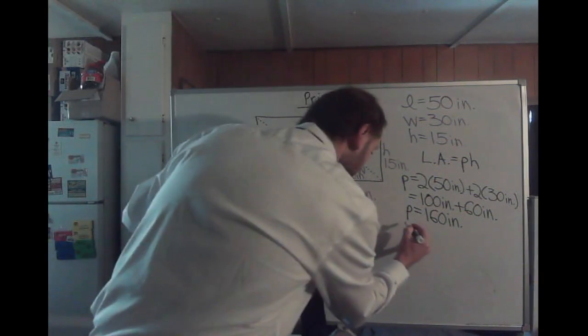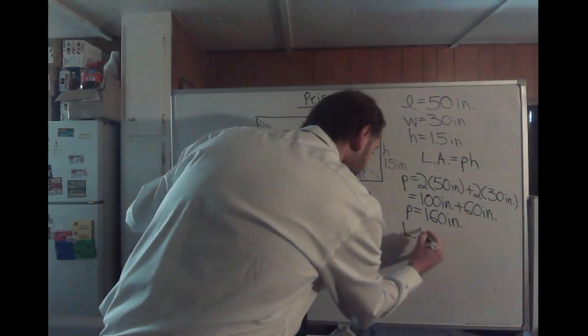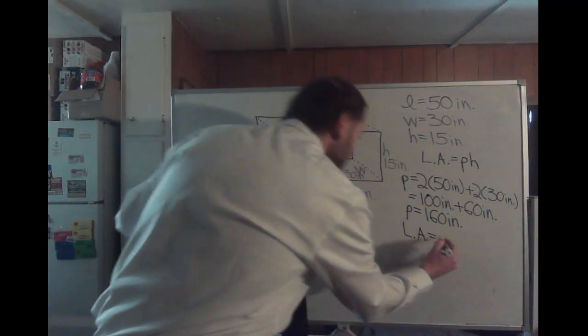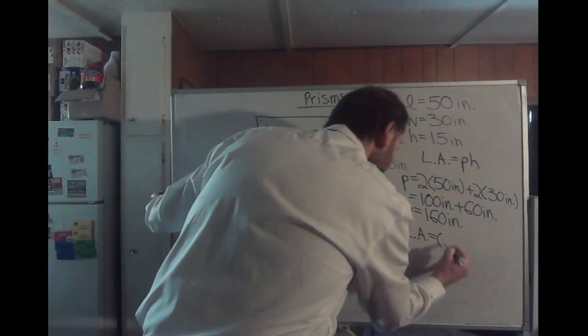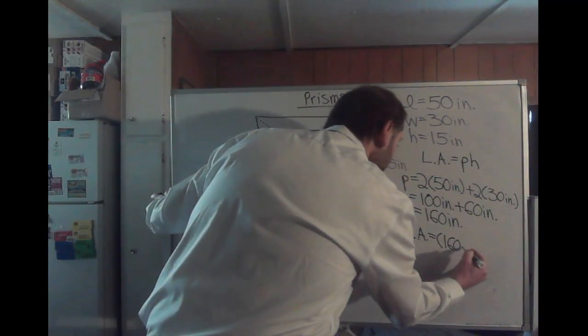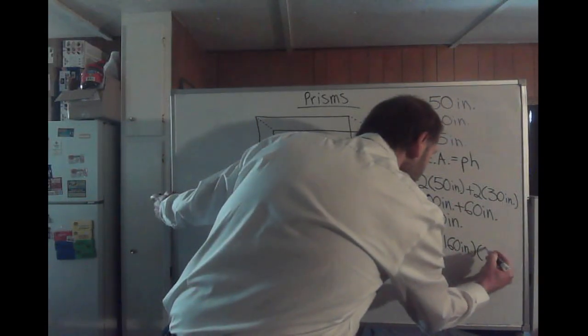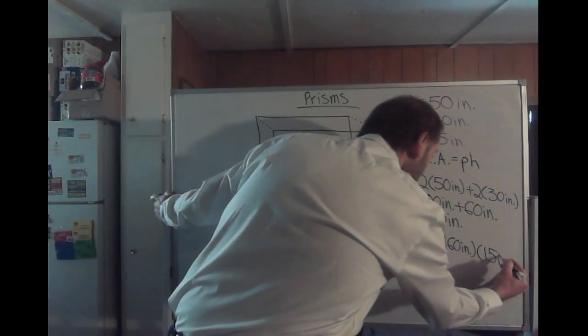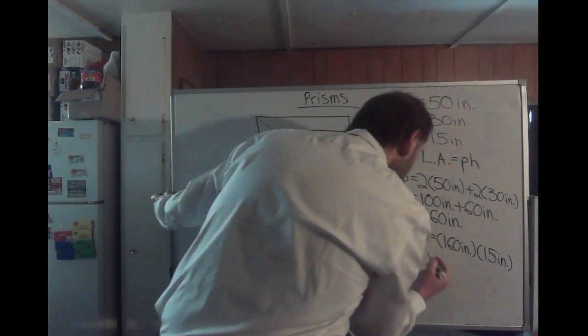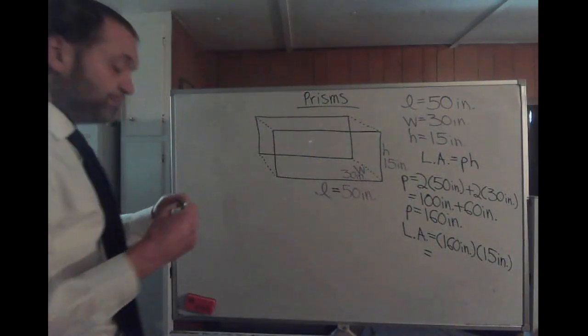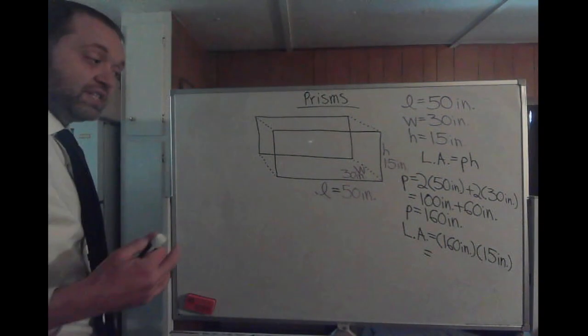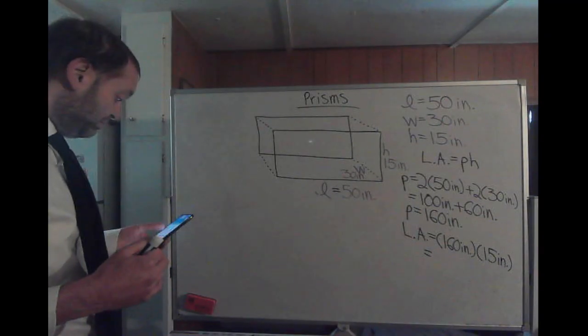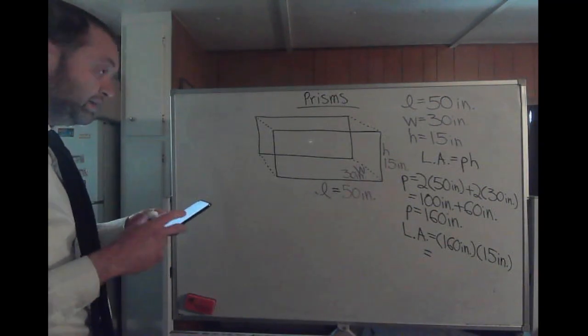So now we do know the perimeter being 160 inches. So now we can actually find the lateral area. The lateral area, of course, is equal to that perimeter of 160 inches times the height of 15 inches. So now we can take 160 times 15, which is going to be a real fun number, I guarantee it.